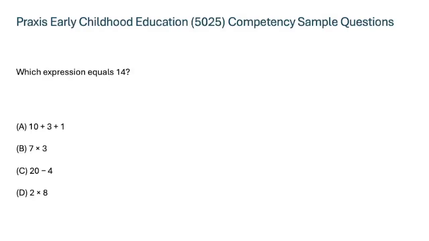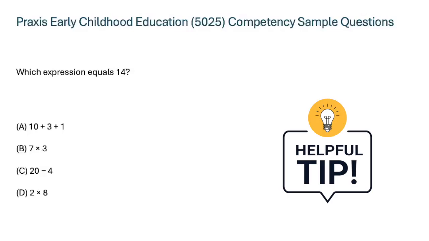Which expression equals 14? Would it be A, 10 plus 3 plus 1, B, 7 times 3, C, 20 minus 4, or D, 2 times 8? Now, this is a straightforward computation question, and the goal is to test your ability to check each expression carefully. The test makers intentionally include answers that are near 14 to see if you'll rush through without checking carefully.